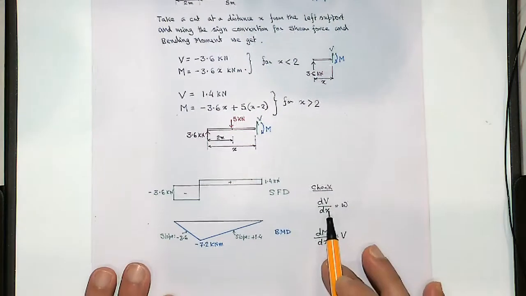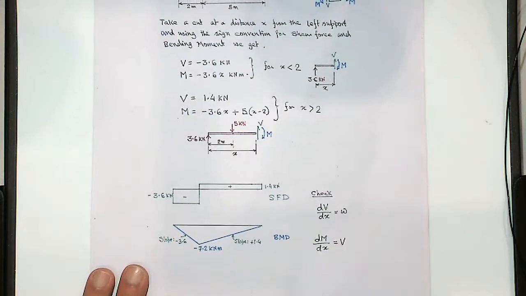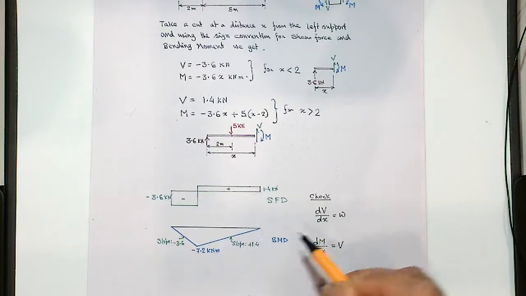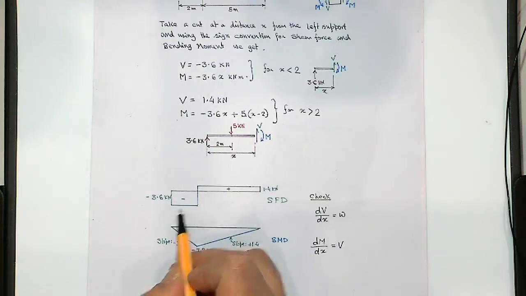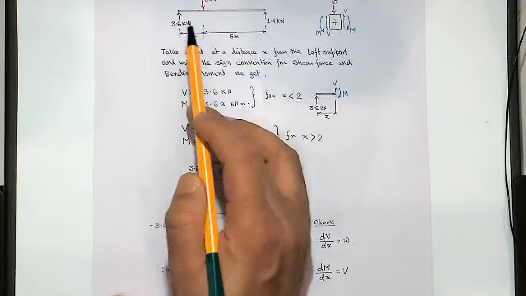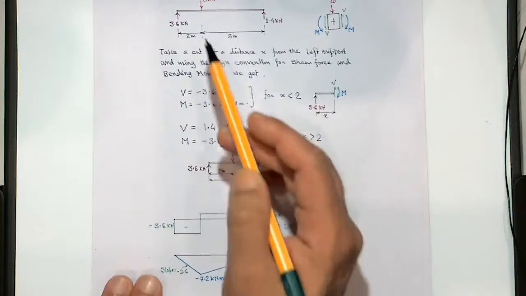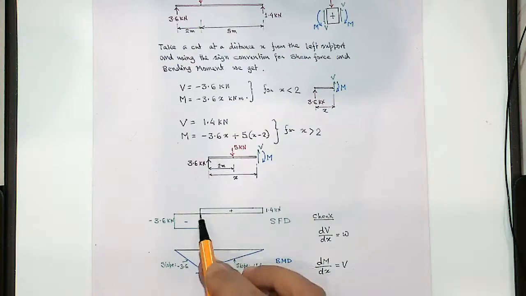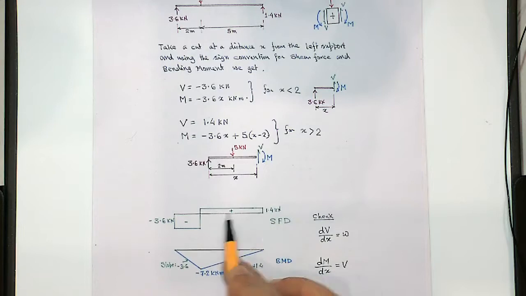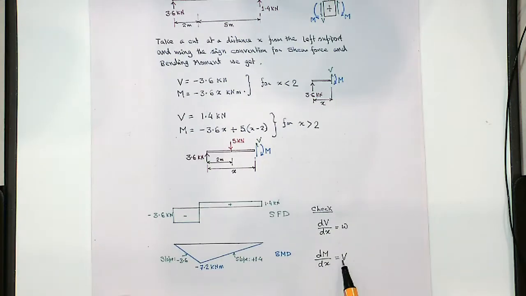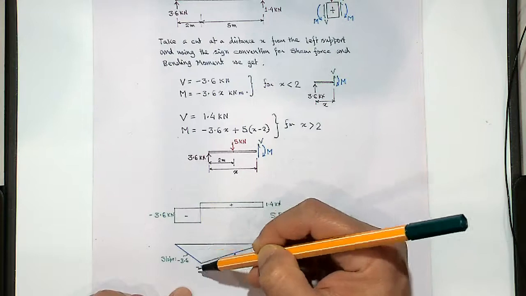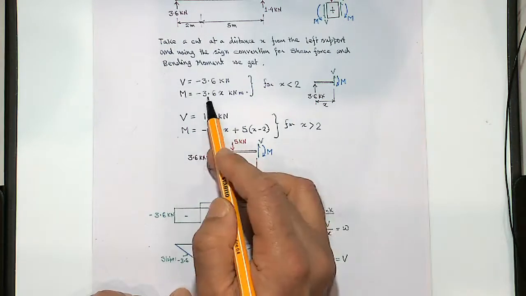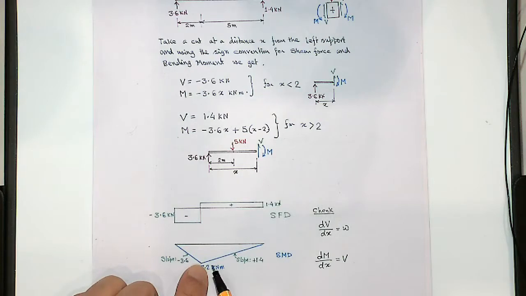Now check whether you get the same result with dV/dx = w and dM/dx = V or not. So dV/dx = w means slope of the shear force diagram is the load, which is fine. We get the 3.6 in this part, and then in this part is 3.6 minus 5, so 1.4. So that's okay. And there is no change in the load in this part, so slope is 0. Bending moment slope is the shear force. So here slope is minus 3.6, we get that. And in fact it is minus 3.6x. This part slope would be plus 1.4. We get that as well. So also you can see 1.4 times 5.